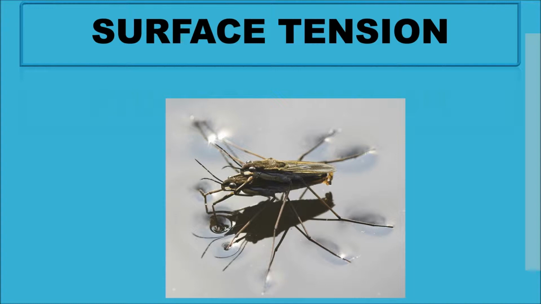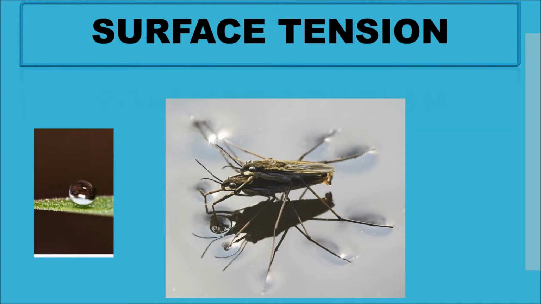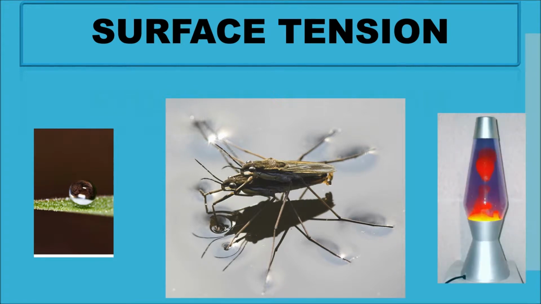actually falling in. Or sometimes you'd notice that water tends to form droplets on, say, a leaf, or the way the liquid in a lava lamp moves. These are all as a result of surface tension.